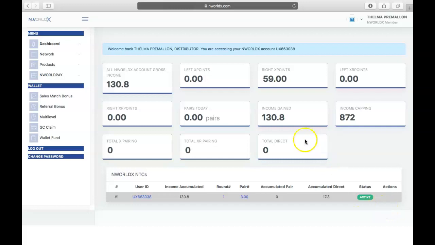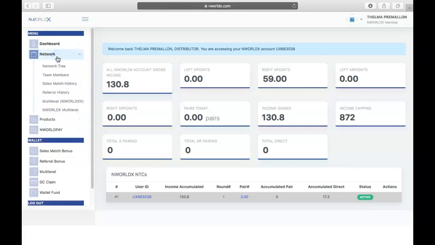Now let's proceed to the network menu. So this is the network menu of your NworldX account. Underneath, you can see the submenus: the network tree, team members, sales match history, referral history, multi-level NworldX, and NworldX multi-level. We will discuss each of the submenus under your network menu. Let's start with the network tree.